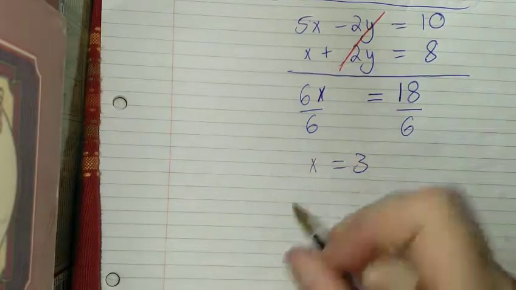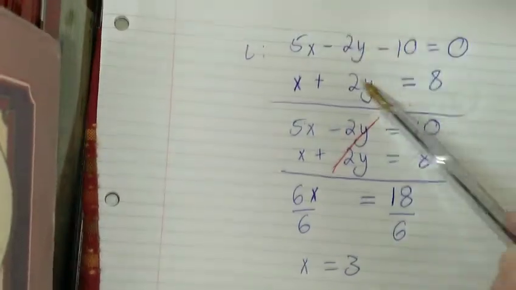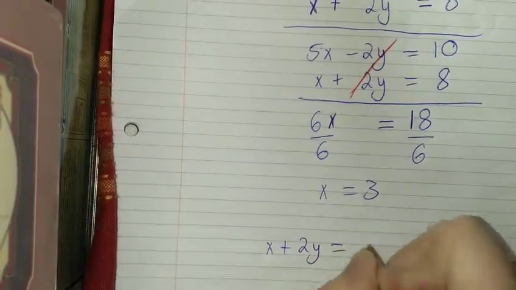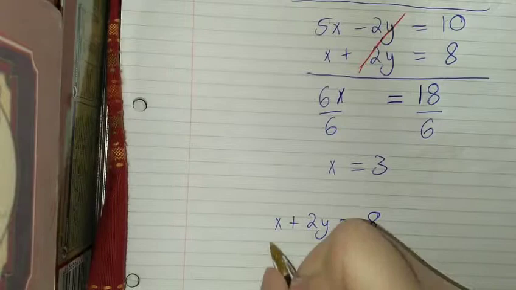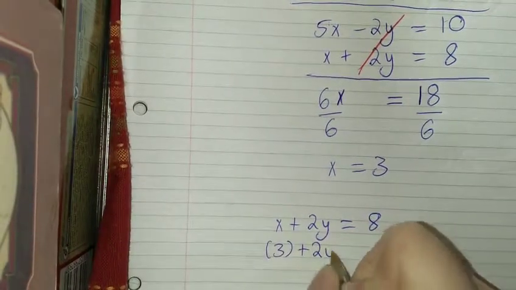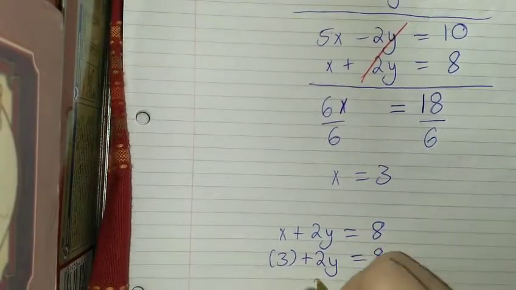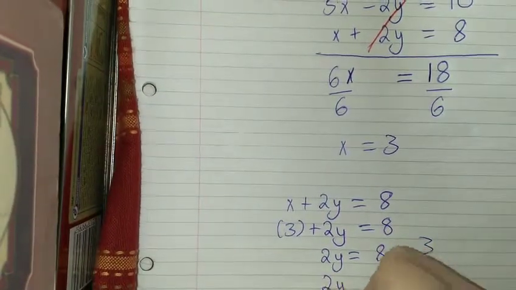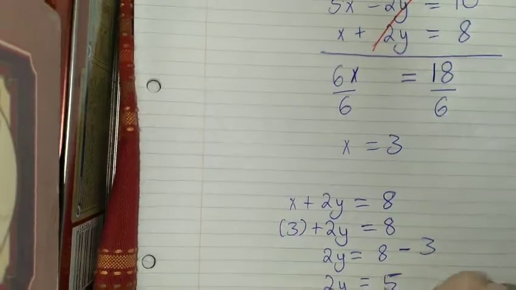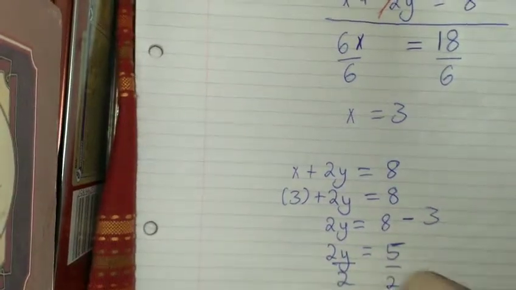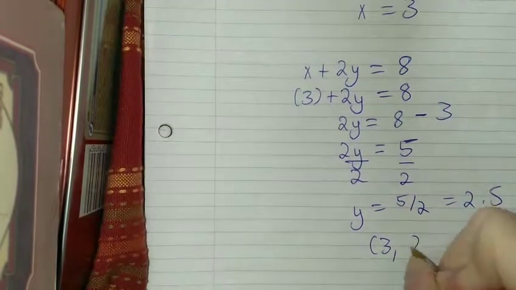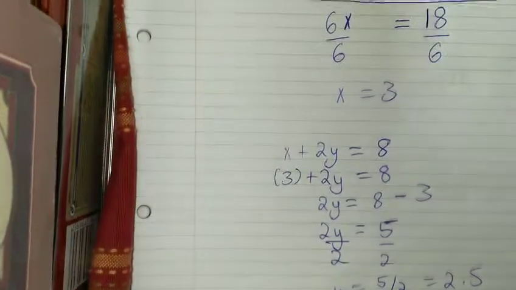So now I might sub x is equal to 3 back into either one of these equations to get what y is. So x plus 2y is equal to 8. So when x is 3, 3 plus 2y is equal to 8. So 2y is equal to 8 take 3, so 2y is equal to 5, and then y is equal to 5 over 2, which is 2.5. So I get 2.5.